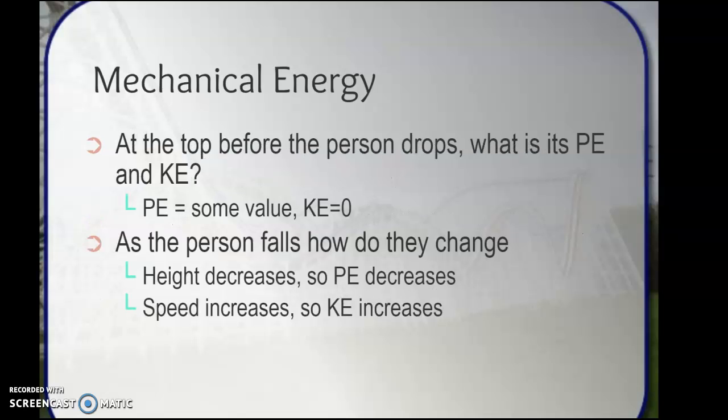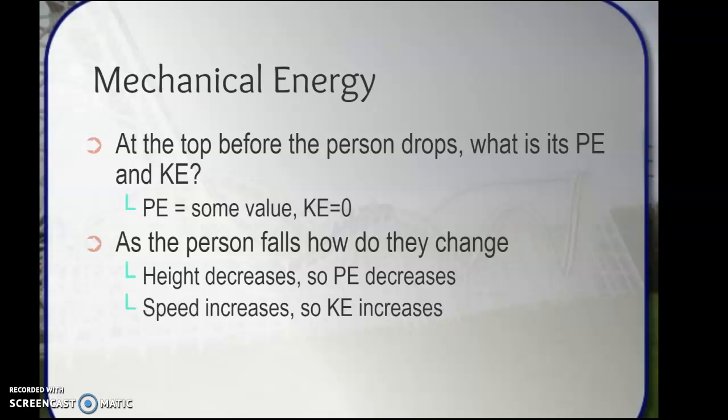So at the top before the person drops, what is its potential energy and kinetic energy? So let's just say that there's a person about to fall off a cliff, like before we saw with Wile E. Coyote. What was its potential energy and kinetic energy? So potential equals the same value, and the kinetic energy is equal to 0.